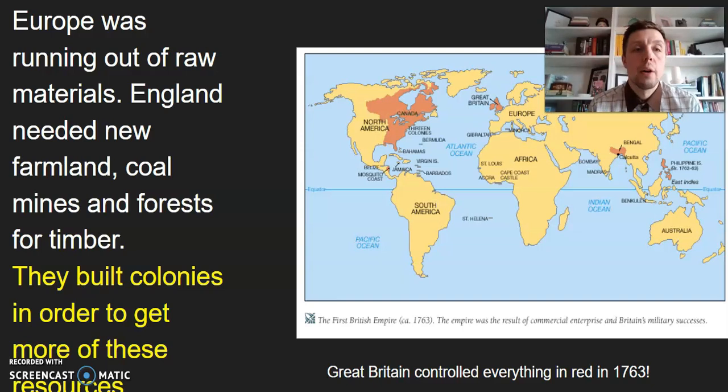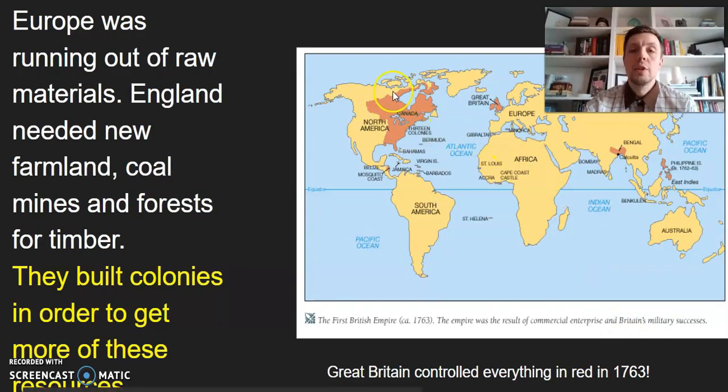So why were they doing this? Europe was running out of raw materials. England needed new farmland, coal mines, and forests for tinder. England is on the island of Britain, and it's not a big island. And so if you have a lot of people and you're building new factories and growing, you need to look elsewhere to get food. They built colonies in order to get more of these resources.